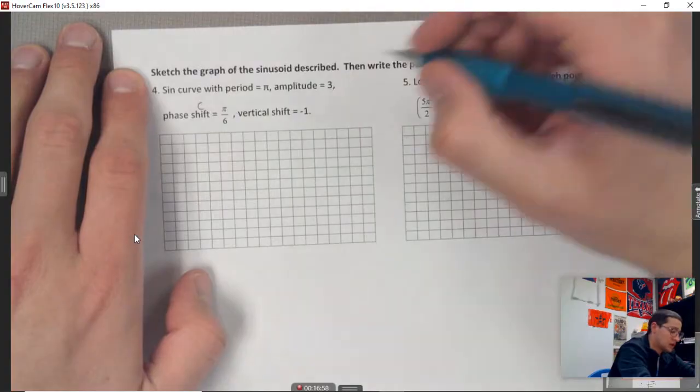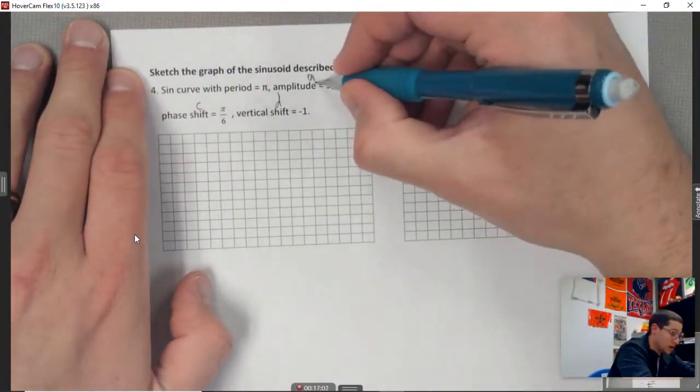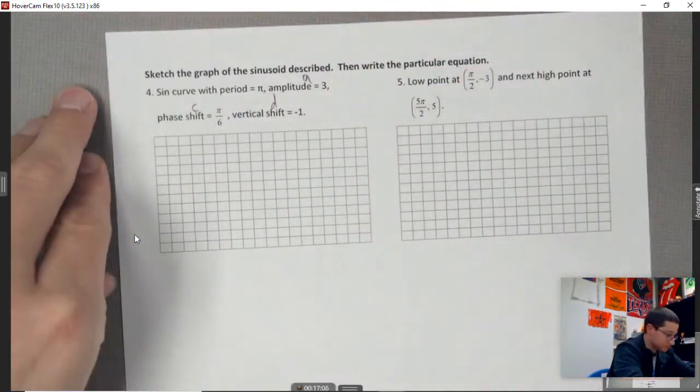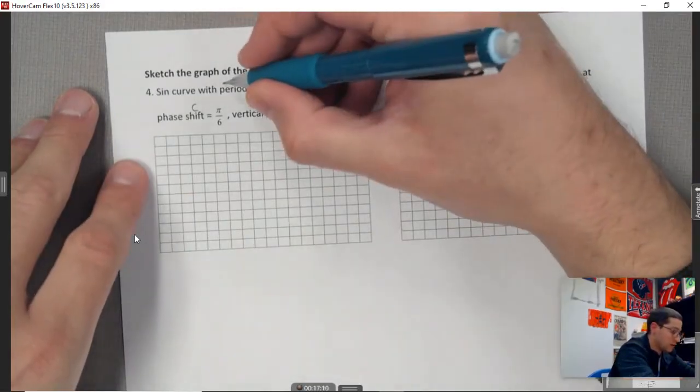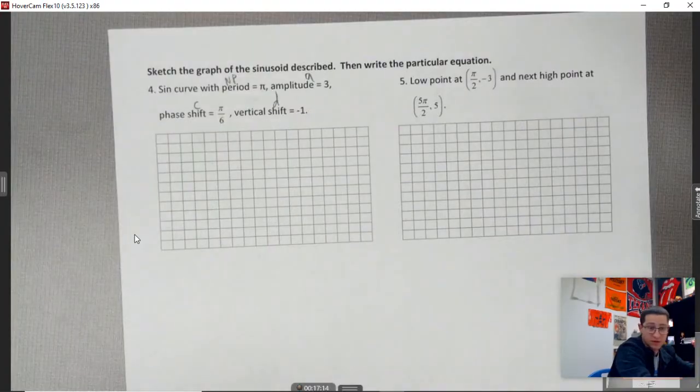This is your C, your vertical shift is D, your amplitude is your A, and then remember your period is related to B, but it's not literally your B, okay? So the new period, this is what that's referring to, right? The new period. So let's go ahead and get the graph.